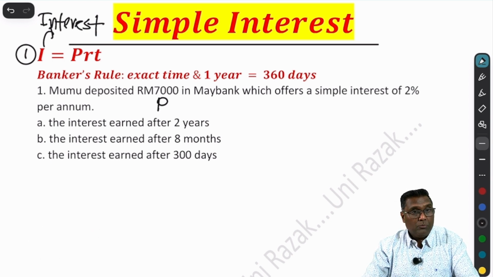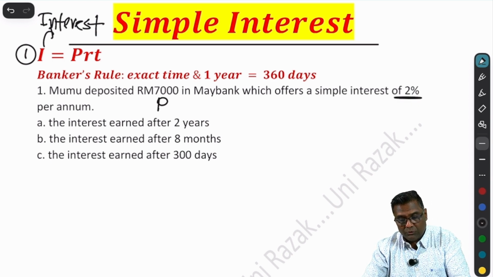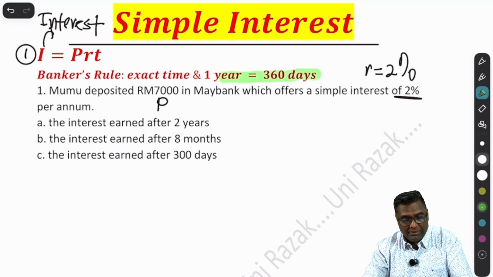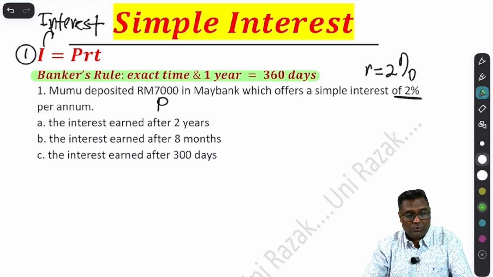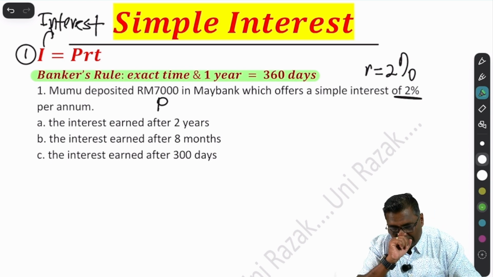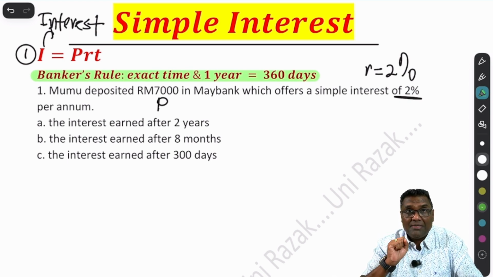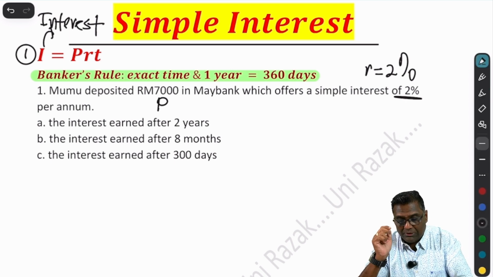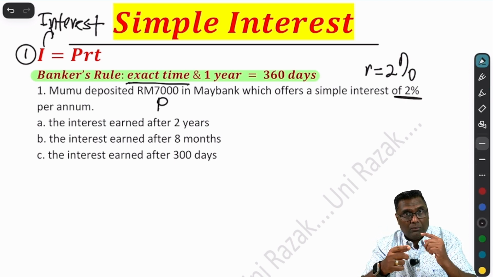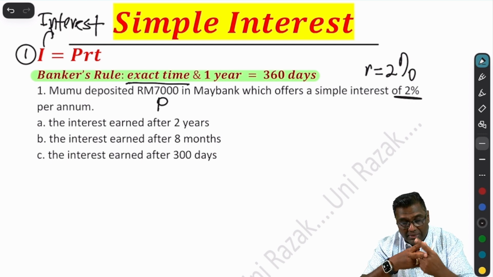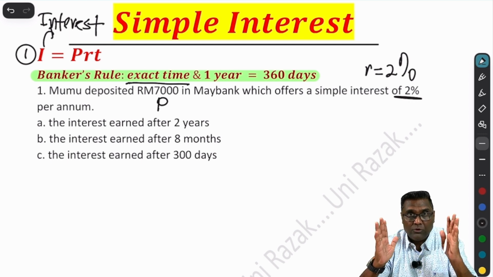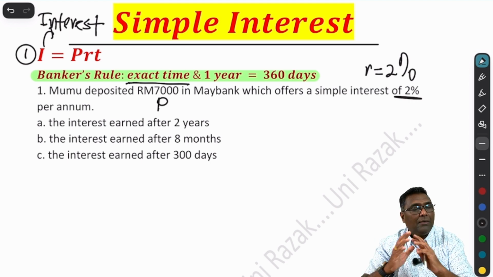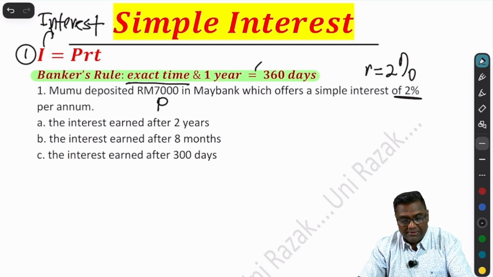Question: Mumu deposited 7,000 in Maybank, which offers a simple interest of 2%. So R is 2%. The period T here, I have clearly stated in business maths, Banker's rule says 1 year has 360 days, not 365, it's 360 days. And we follow this keyword called exact time, meaning January 31, February 28, March 31, April 30, that it follows exactly. But in the sense of total, it is not 365, it is 360.